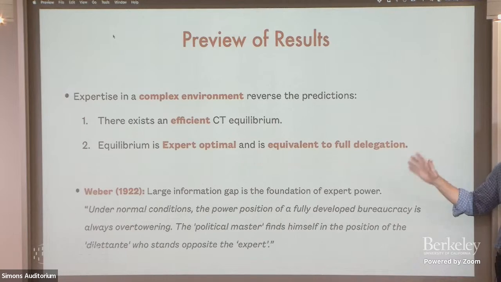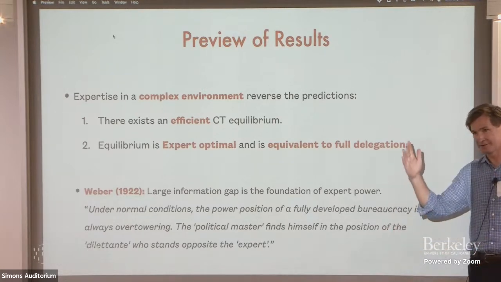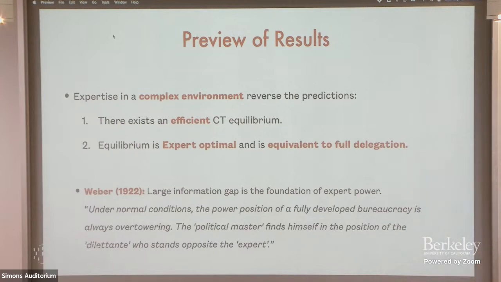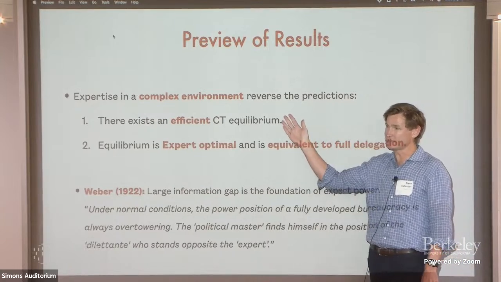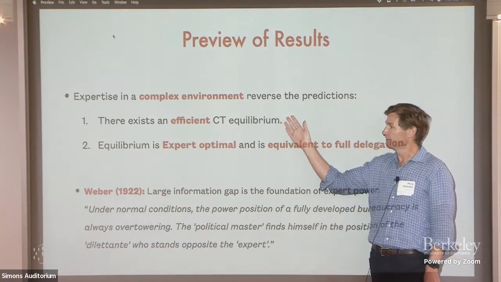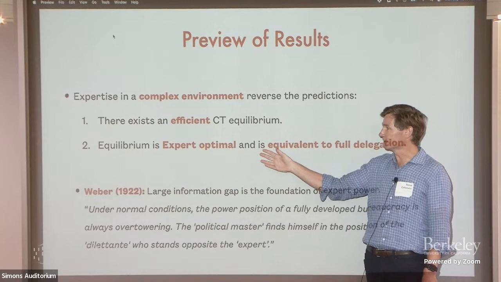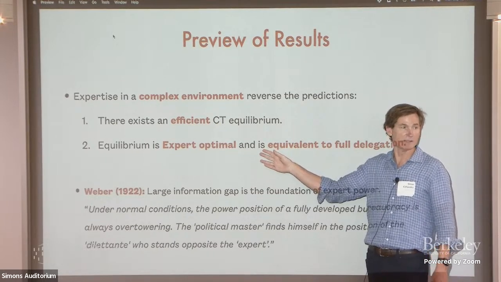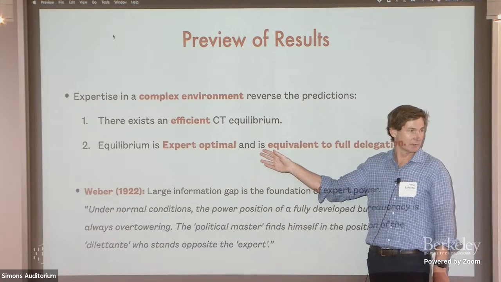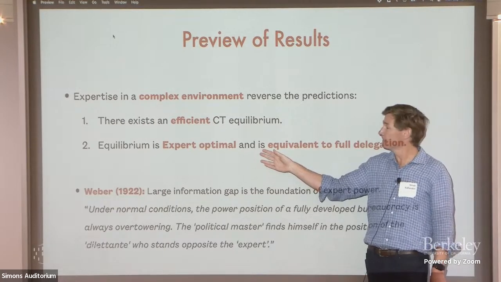All right, so that's the preview of results. What I'm doing now is studying this classic game. I'm going to generalize the state space, make the expert know many things rather than one thing. And what I'm going to find is there exists an efficient cheap talk equilibrium, so we don't waste any information. The equilibrium I'm going to identify is expert optimal. In fact, the expert is going to get her ideal action in every state.